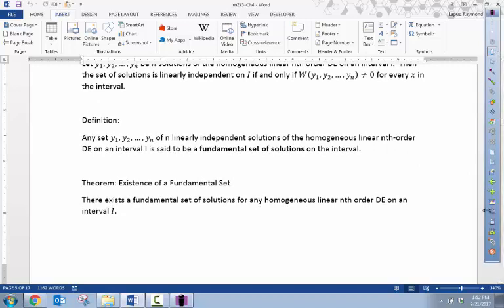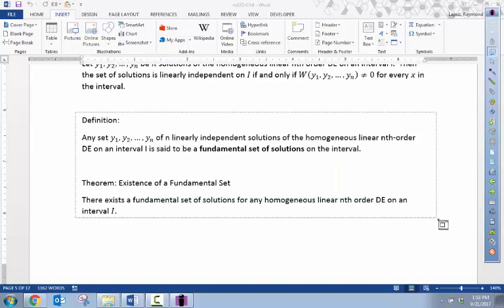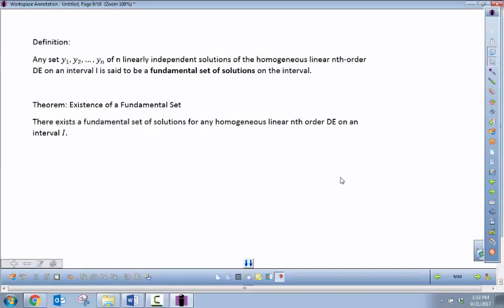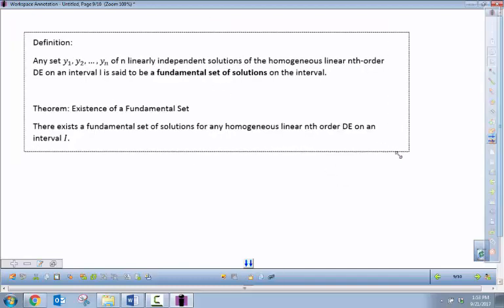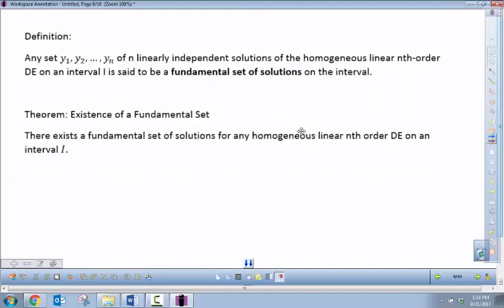All right. Superposition? No, superposition is just a theorem that says that any linear combination of functions, it doesn't have to be dependent or independent, but any linear combination of functions would work as a solution. But we get to use that to determine dependence.